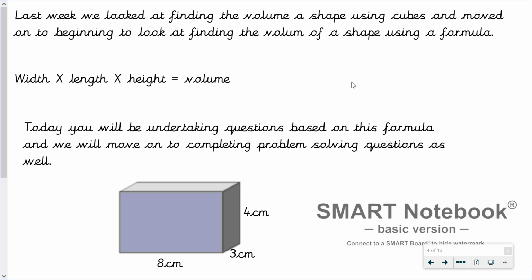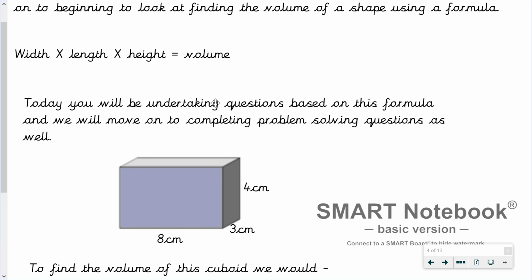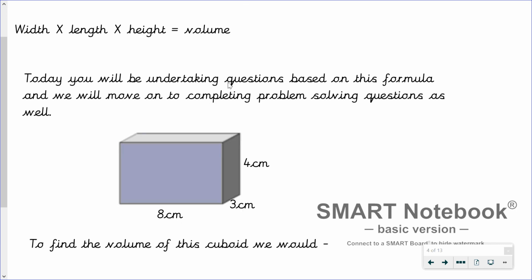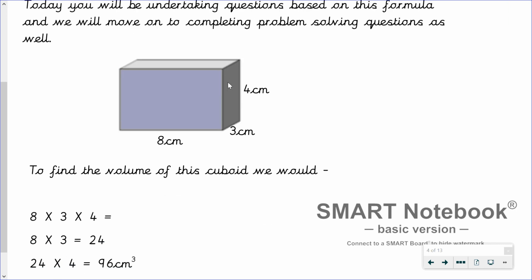Last week we looked at finding the volume of a shape using cubes and moved on to beginning to look at the volume of a shape using a formula. Width times length times height equals volume in centimeters cubed, don't forget. So today you're going to be undertaking questions based on this formula, and we'll move on to doing some problem solving with it as well. We're going to move your learning forward.